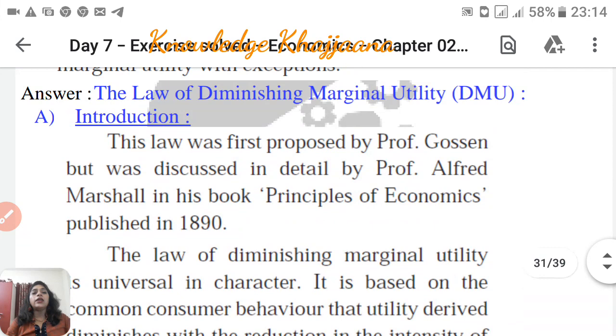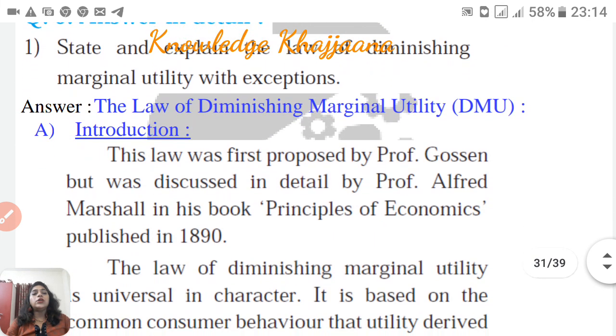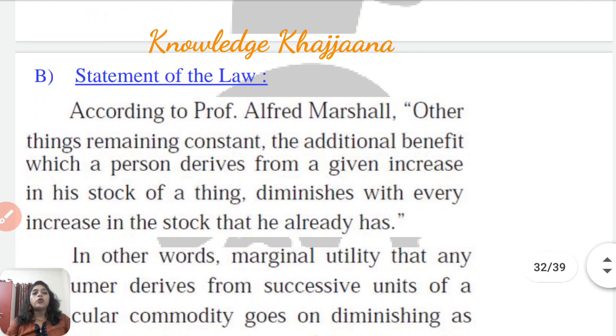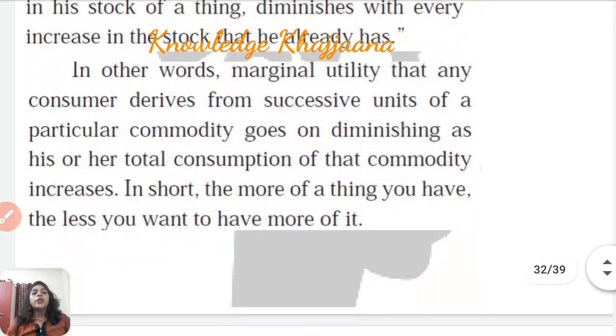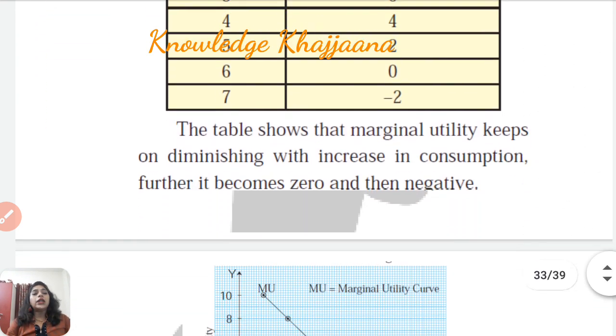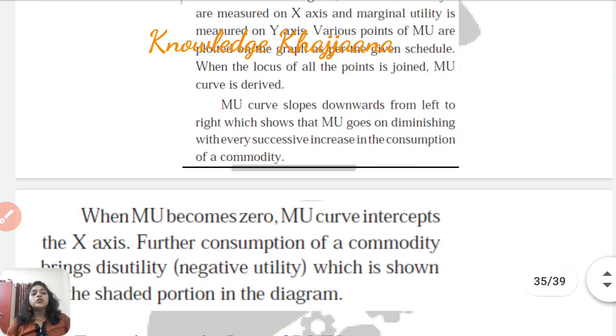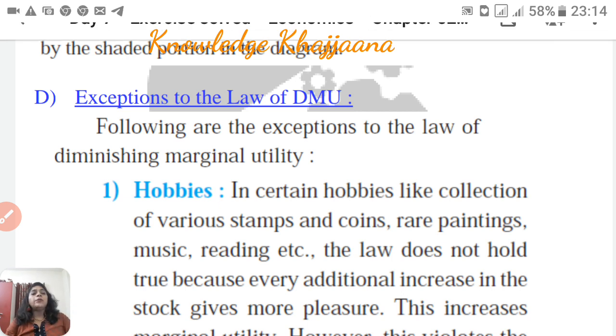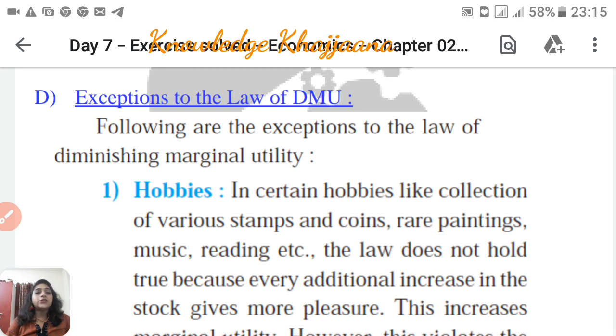What is in point number A? You have to give the introduction of the law of diminishing marginal utility. Point number B, you have to give the statement of the law. Point number C, you have to explain this concept of the law of diminishing marginal utility along with the table and the graph. These would be the fixed points. And if the assumption is asked or if the criticism has been asked, then you have to write it in point C. Now here the exception has been asked.